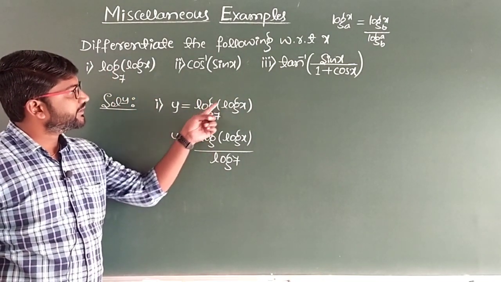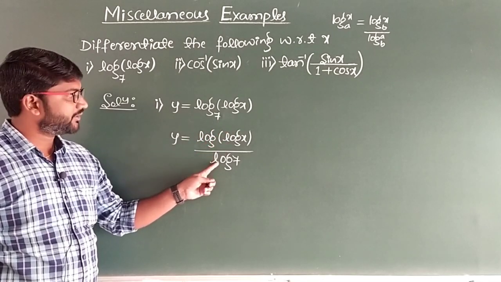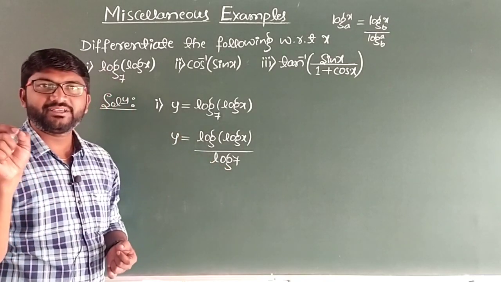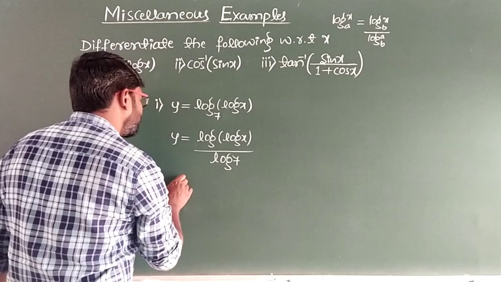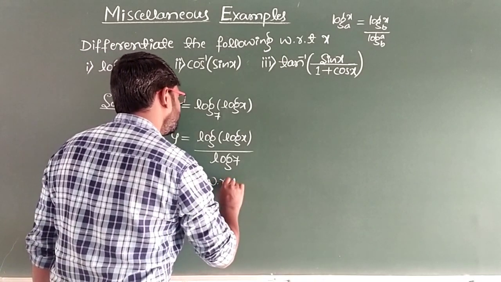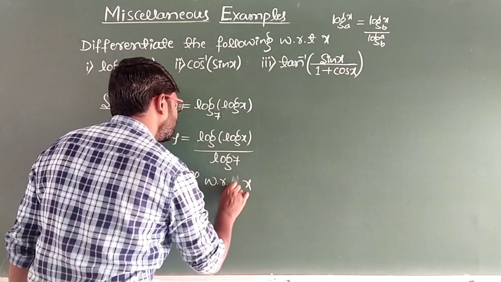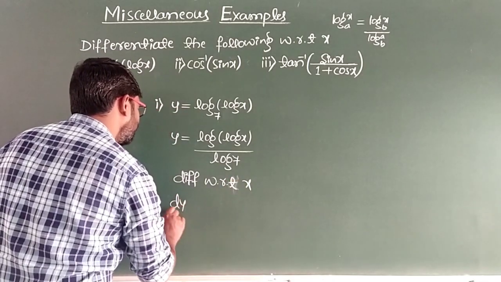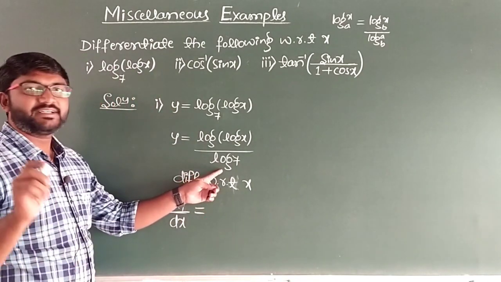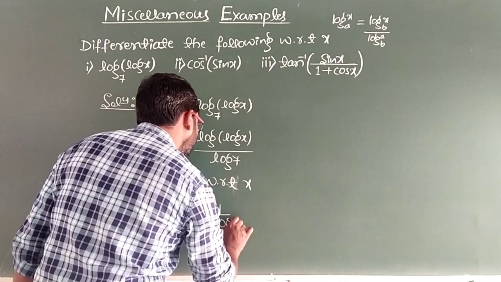So this is in the form of log x to the base a. So log x to the base b and log a to the base b. So here 1 by log 7 is going to be a constant. So let us differentiate with respect to x. So we get dy by dx, which is equal to, so here 1 by log 7 is a constant. I will be writing it as it is.